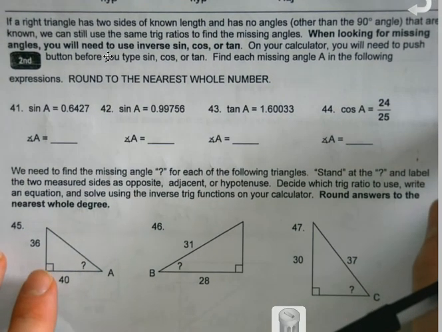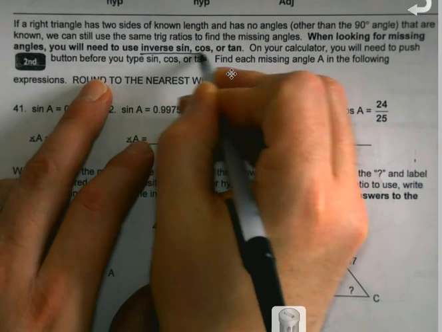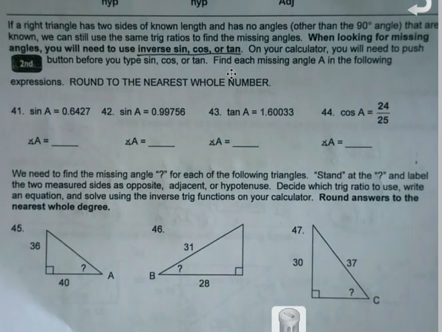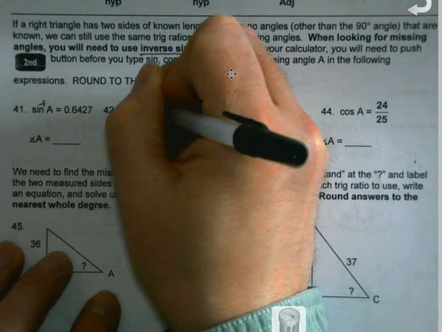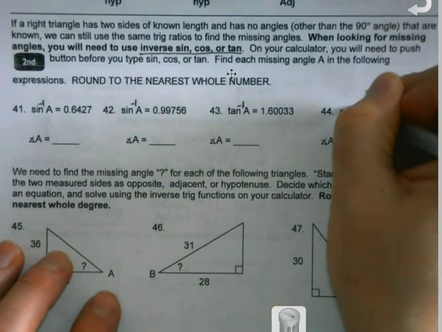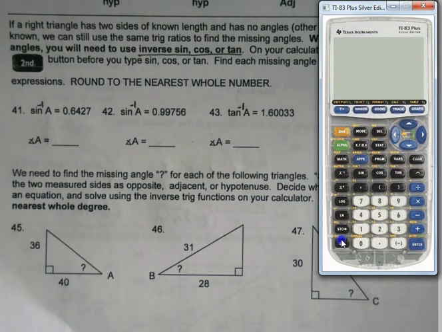So if we have a right triangle and we know two of the sides, and we don't have any angles except the right angle, we can still use our trig ratios to figure out what missing angles are. But we need to use, as it says right here, the inverse of sine, cosine, or tangent, which show up on the calculators as a little -1 exponent of sorts. So on calculators, you're going to have to push the second button before you press that to be able to find it. So what I always do is whenever I'm looking for an angle, I just like to put these little -1s up here just to remember to make sure that shows up on my calculator, otherwise I'm not going to be getting an angle.